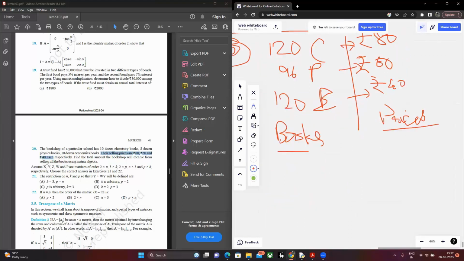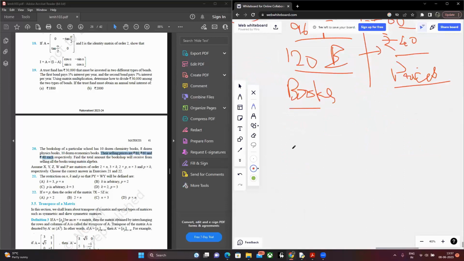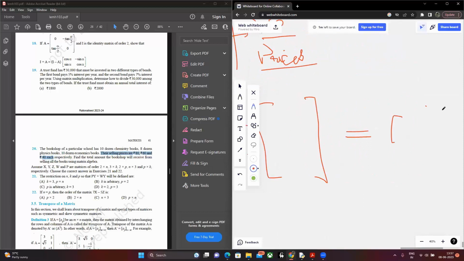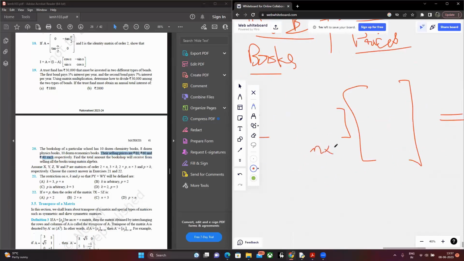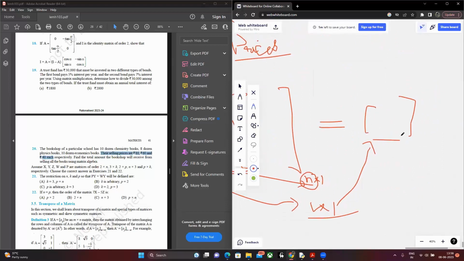You have to find the total amount the bookshop is going to receive from selling all the books using matrix algebra. So basically, you have to figure out a way to multiply this with this, this with this, and this with this, and add them. And you know that in matrix form, a row matrix into a column matrix is going to yield a single value. This is going to be 1 cross n, this is going to be n cross 1, this n and this n are going to match. If they match, you have a defined product, and you are going to be left with a matrix of 1 cross 1 order, which is a single value.